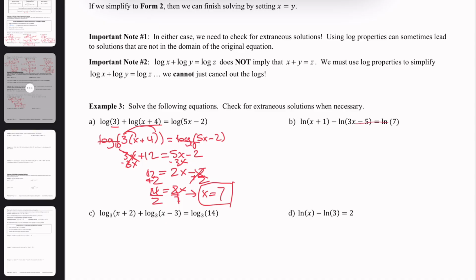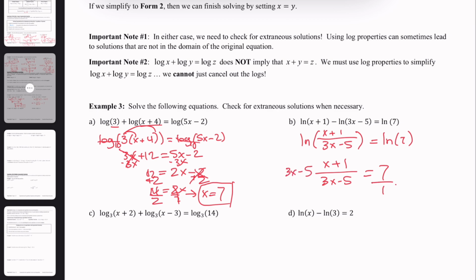So these all have ln. This is subtract, so we're going to be dividing these two here. So ln of x plus 1 divided by 3x minus 5 is equal to ln 7. So now we can take away the log. So x plus 1 over 3x minus 5 equals 7. And we can basically multiply each side by this. You can either do that or change this into a fraction and then do the butterfly method. Whatever works best for you, I guess.